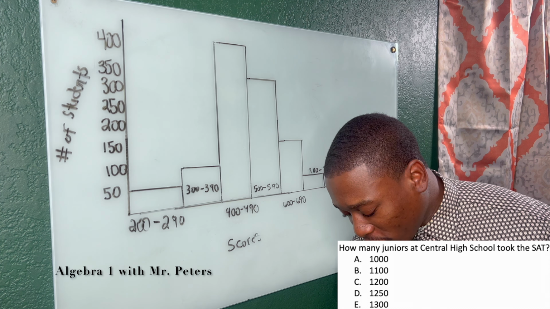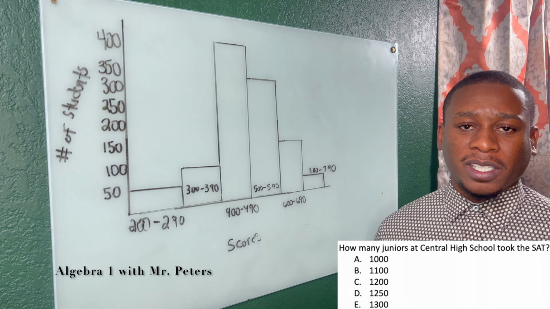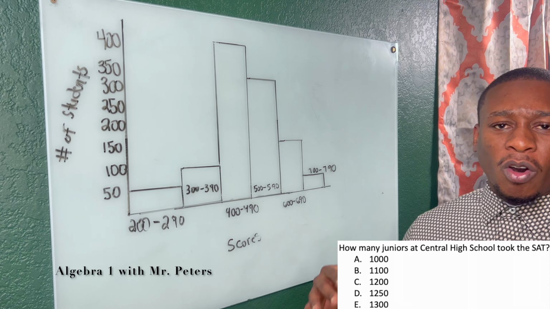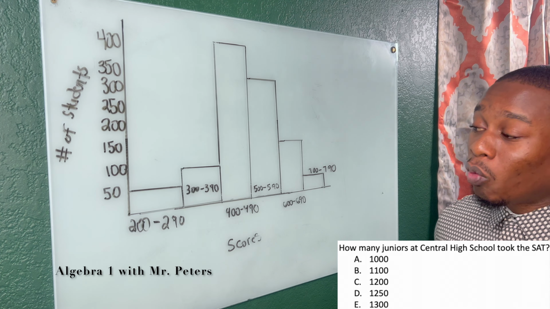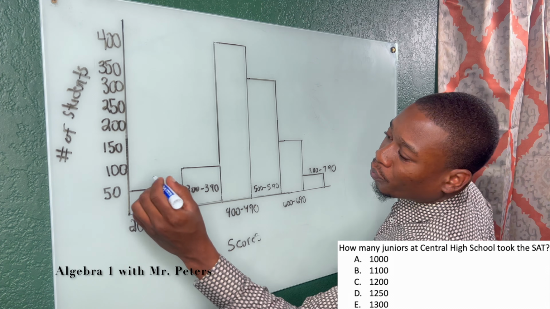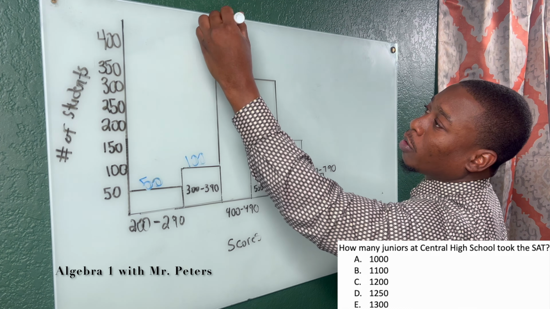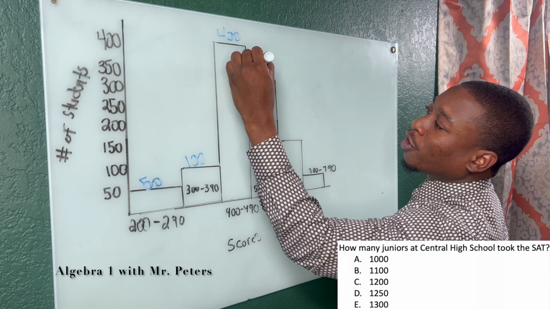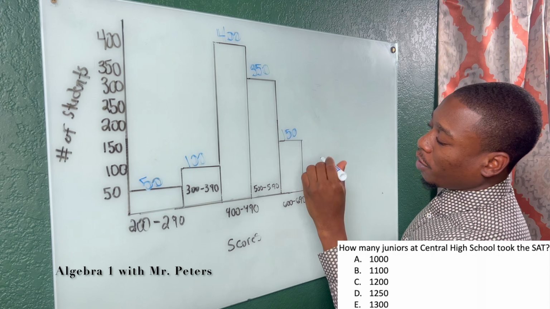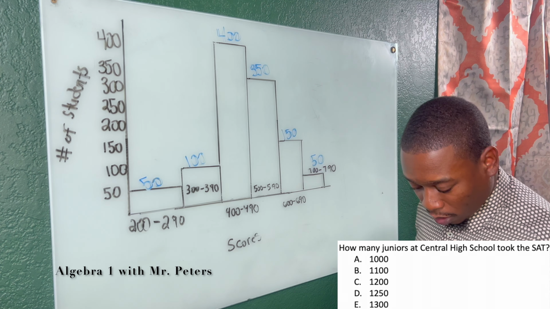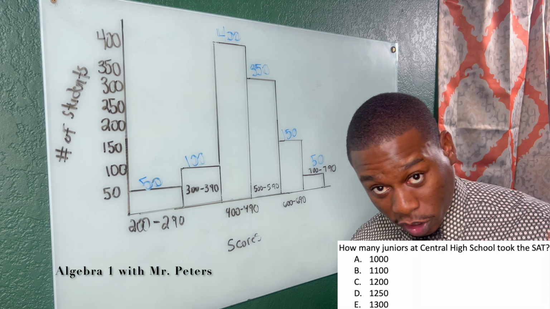So the first part of this example asks us how many juniors at Central High took the SAT. So all we have to do is add all of this up, guys, but it's important that we make sure we get the correct numbers. So we have 50 plus 100 plus 400 plus 350 plus 150 and then plus 50. And if I'm not mistaken, when we punch all of this into the calculator, let's punch it in real quick.